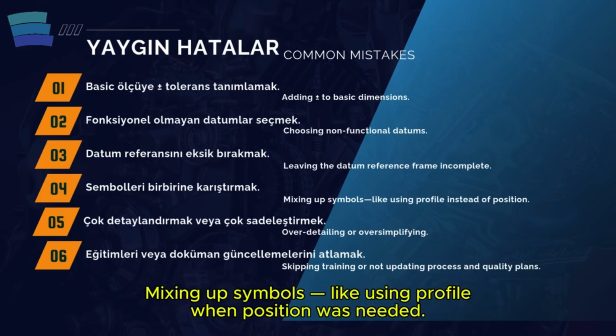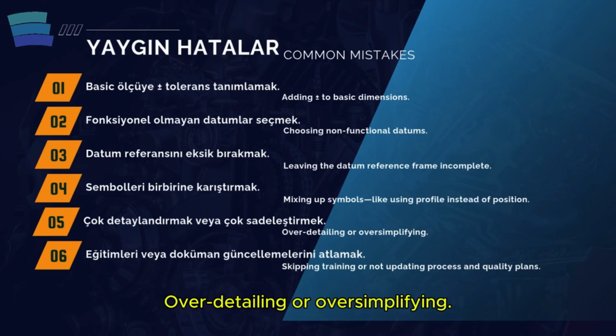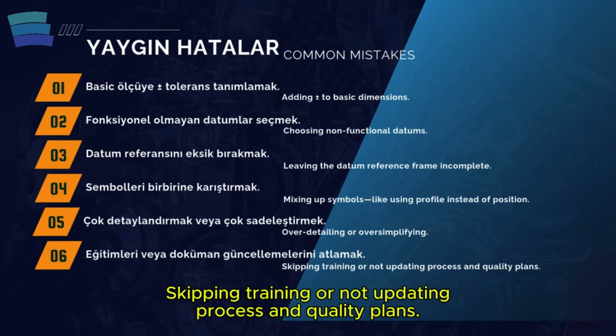Writing rules without defining the order and relationships between datums. Mixing up the purpose of symbols. For example, confusing profile, which can control form, orientation, and sometimes location, with position. Or mixing up runout with simple orientation controls. Going to extremes. Being either overly detailed or overly simple. The drawing either becomes unreadable or insufficient.